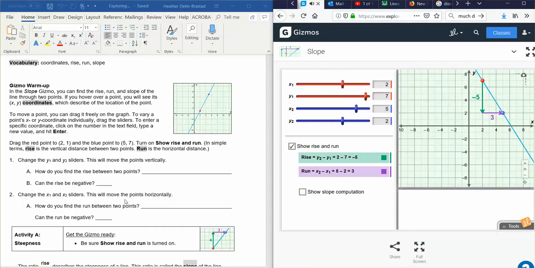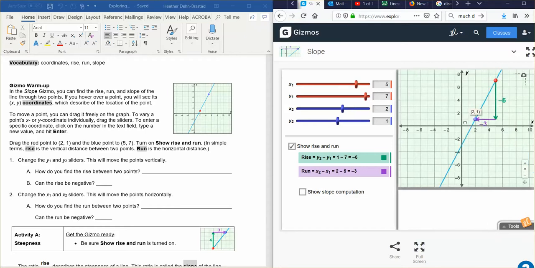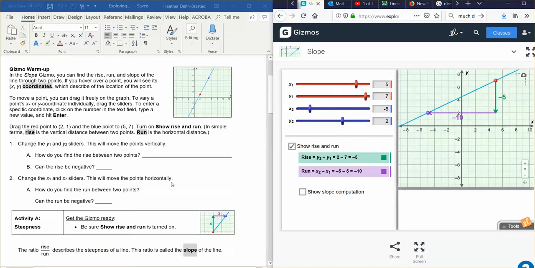Then it says, how do you find the run between the 2 points? The run is the purple. So the red x value is 2, and this one is 5. So it looks like, again, you find the difference, or you subtract them, and you would get the run. Then they ask, can the run ever be negative? Well, here's an example where the run is negative. So it can be.